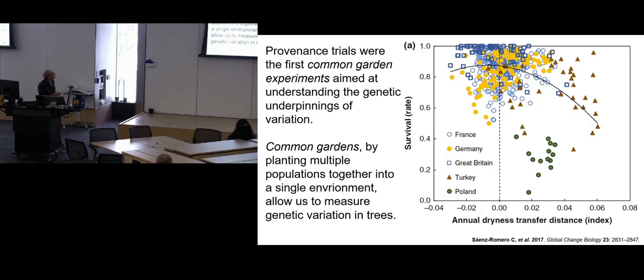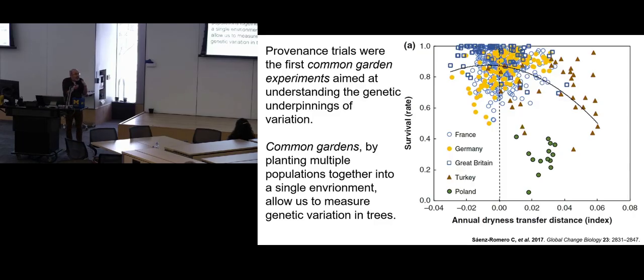So provenance trials were the first common garden experiments. A common garden experiment is an experiment where you take multiple genotypes from different areas or multiple species from different geographic regions, and you plant them together into a common environment.